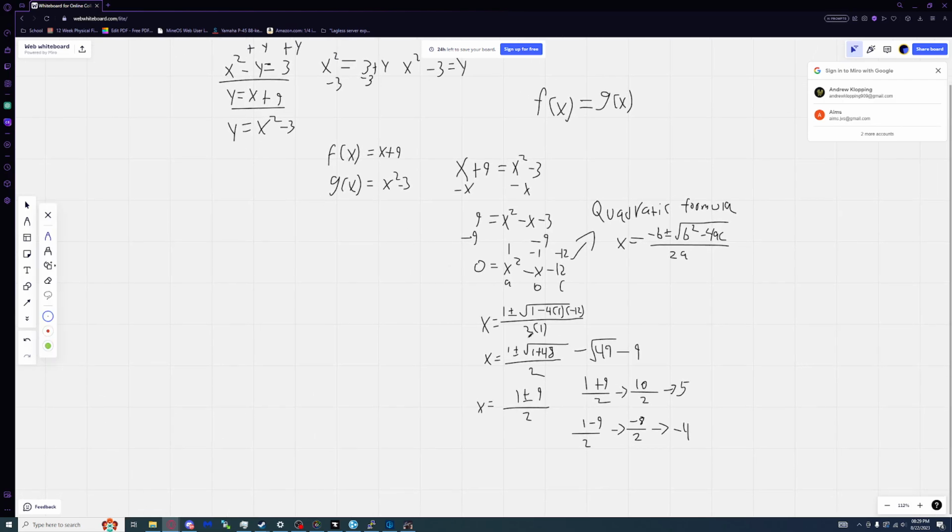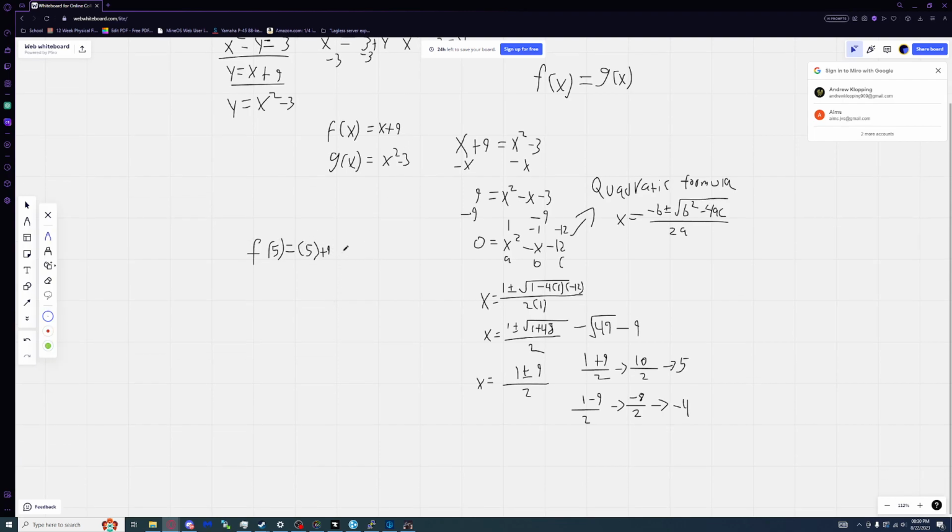all we have to do is plug in our x to one of the original equations. So I'm going to choose f of x here, so doing f of 5 is equal to 5 plus 9. Once again, we're using the x plus 9 case here. Therefore, f of 5 is equal to 14.